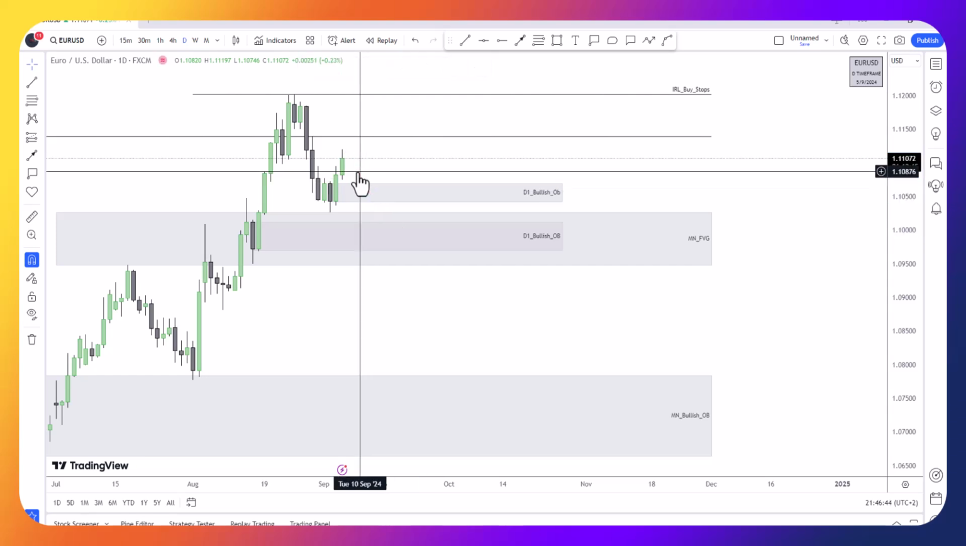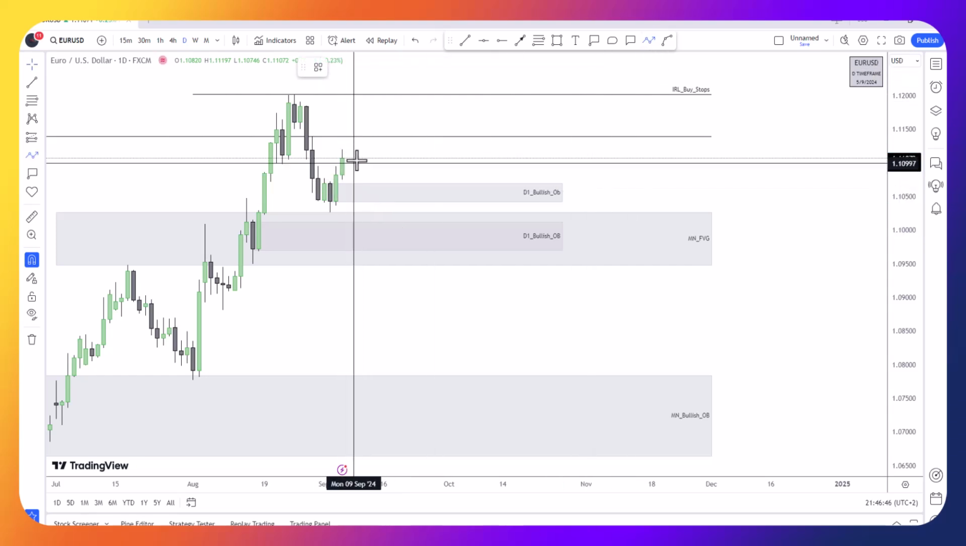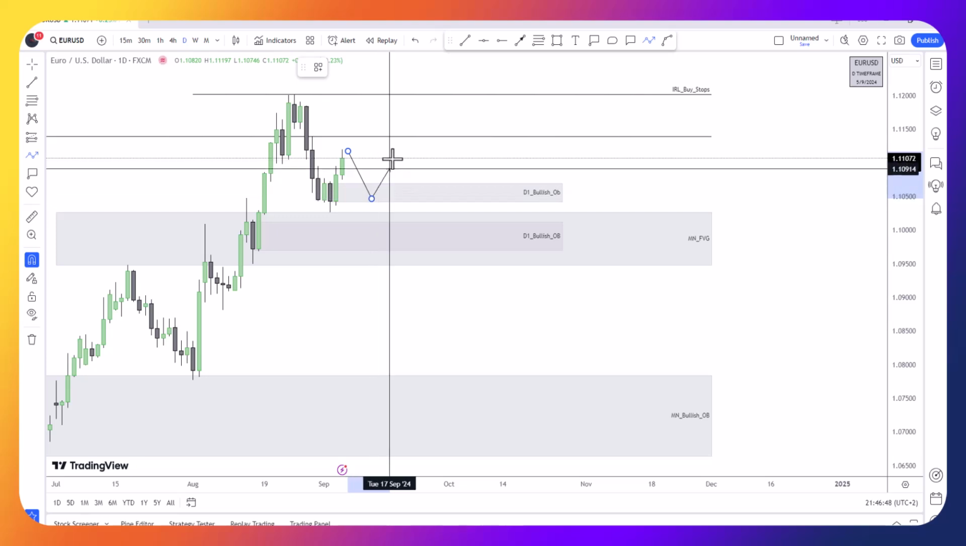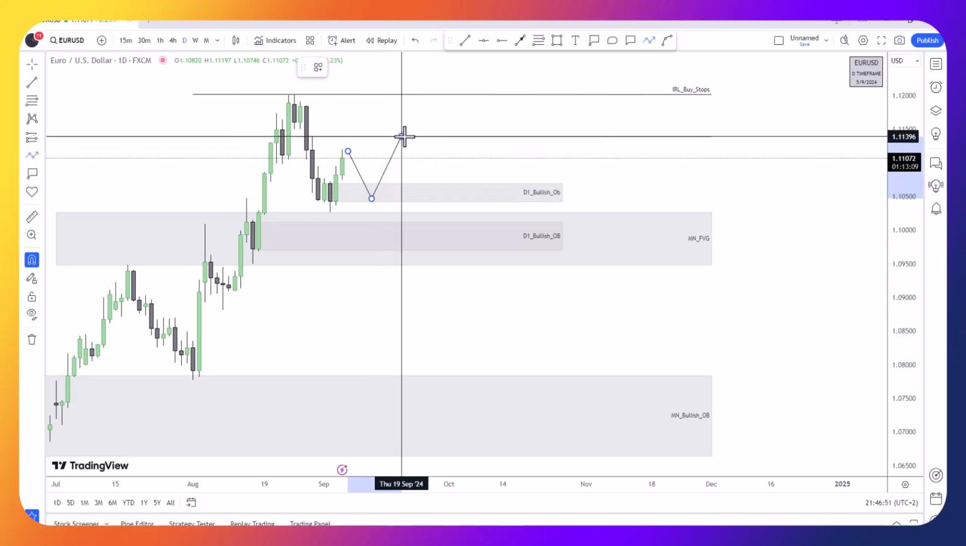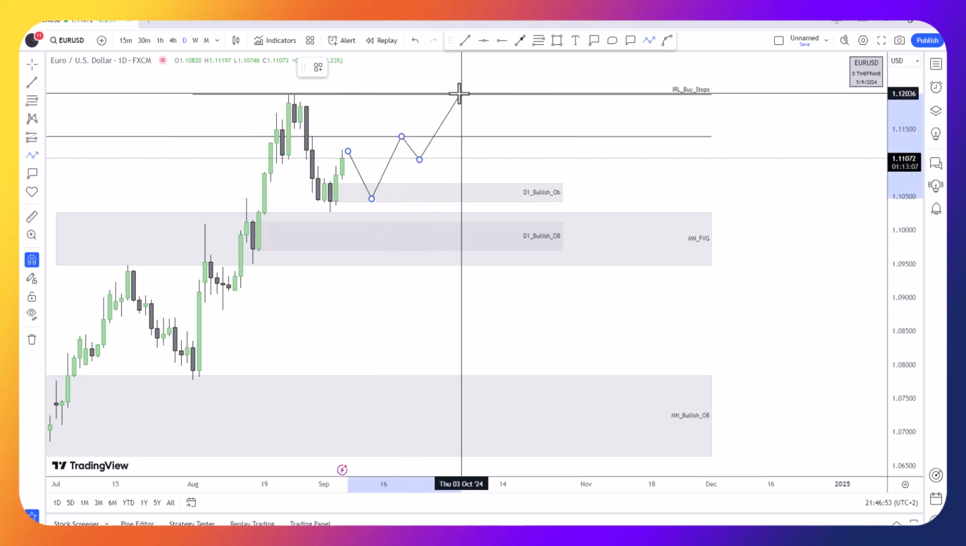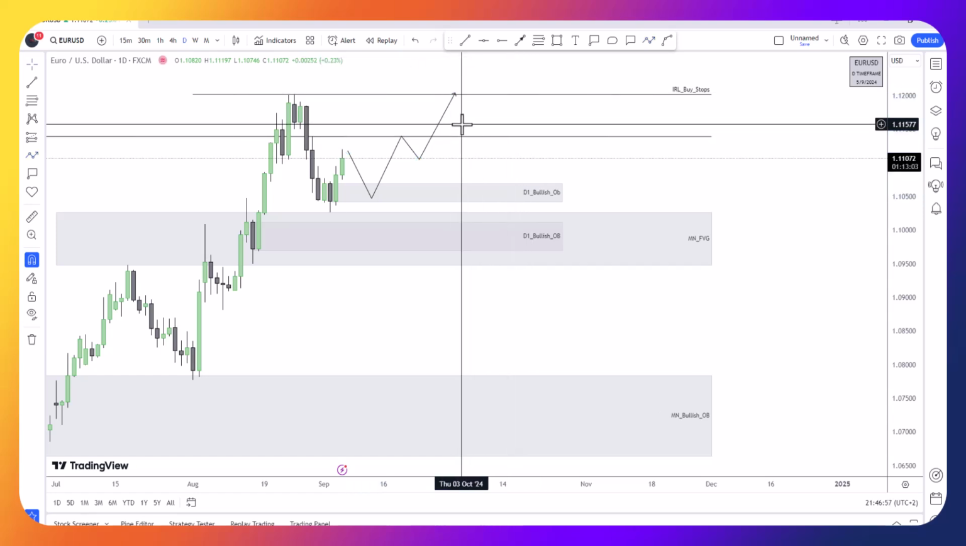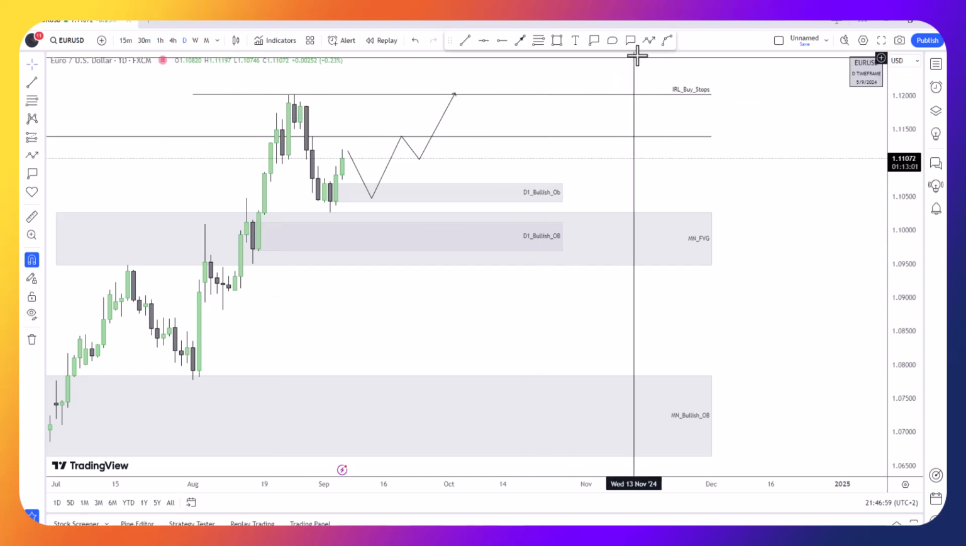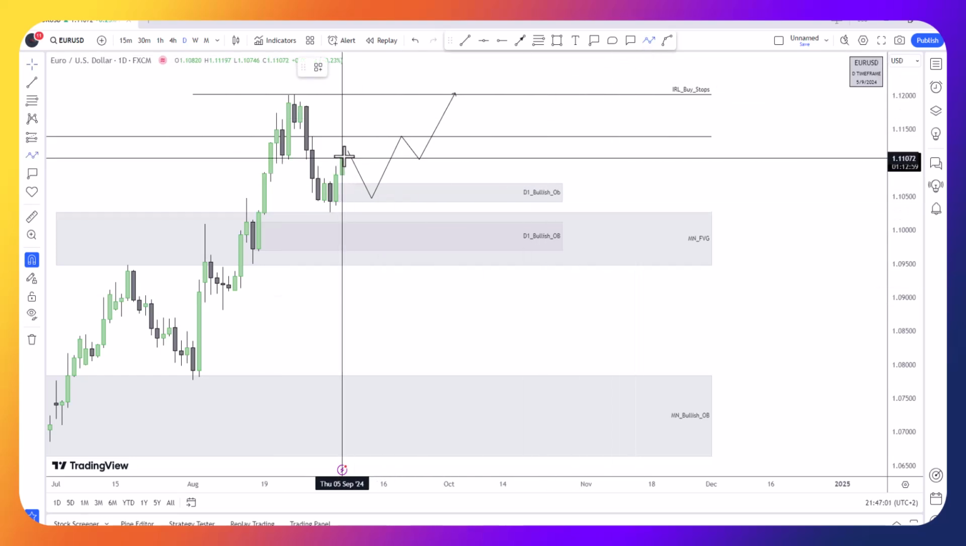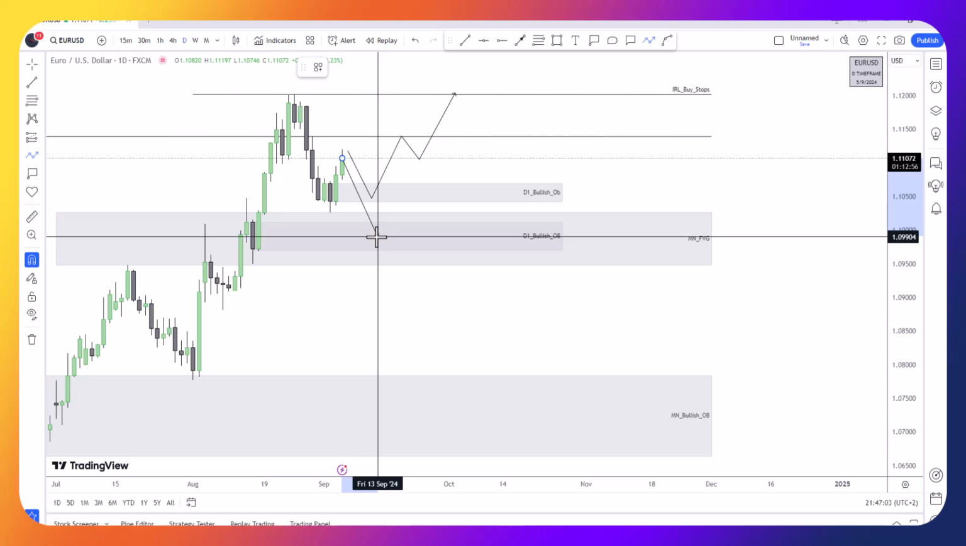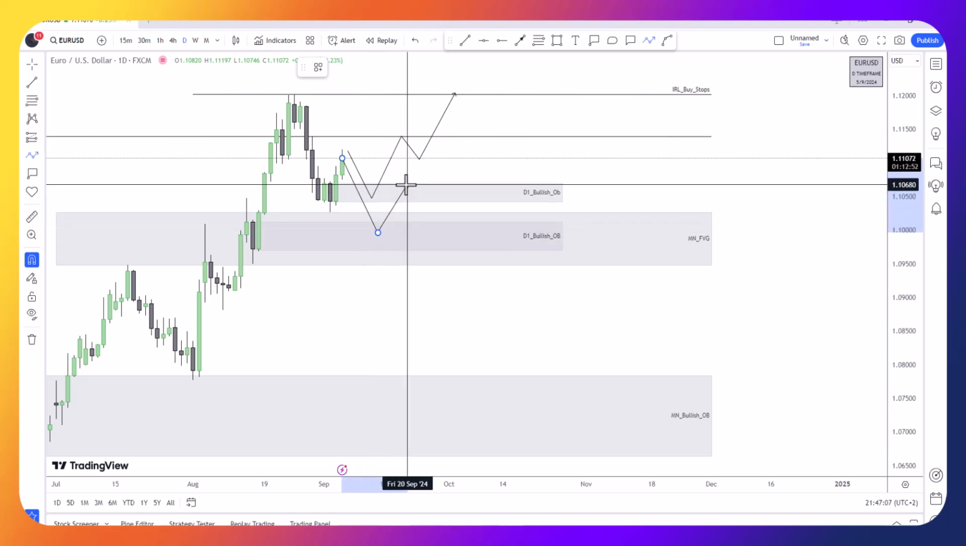Let me use the right tool. So you'll be hunting for something like this, you see, and then all the way to the upside. That's what you'll be hunting for on a lower time frame, or ultimately to this daily bullish order block here, you see.